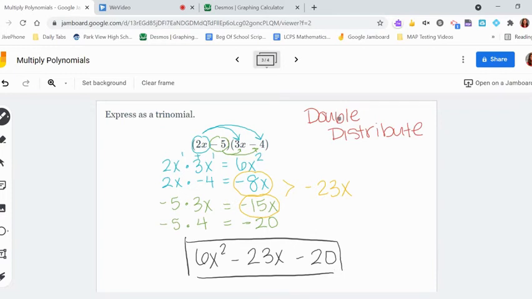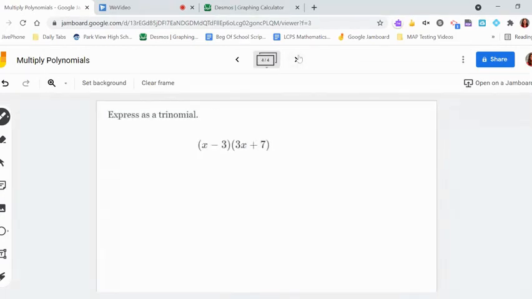Okay, this is double distributing. I have to distribute the 2x to the 3x and the negative 4. And I do the same thing, negative 5 to the 3x and the negative 4. Let's look at one more like that.